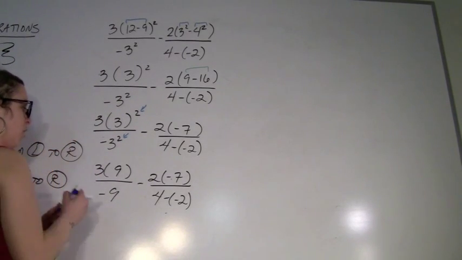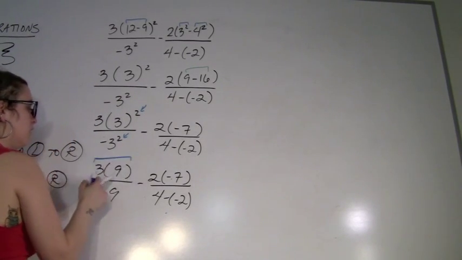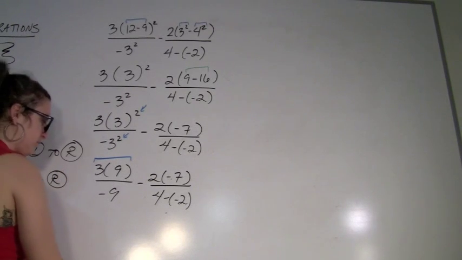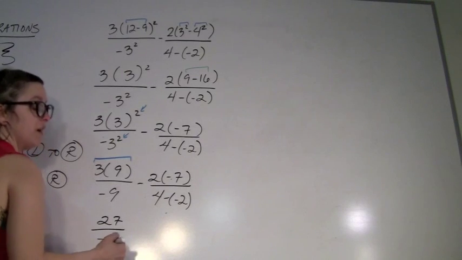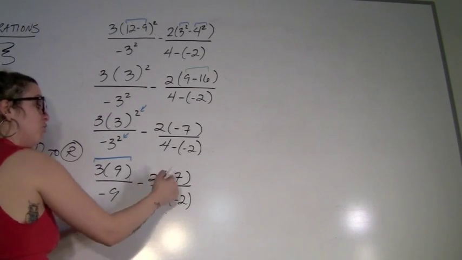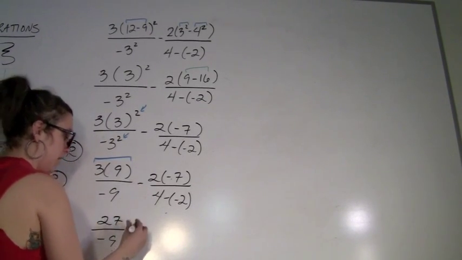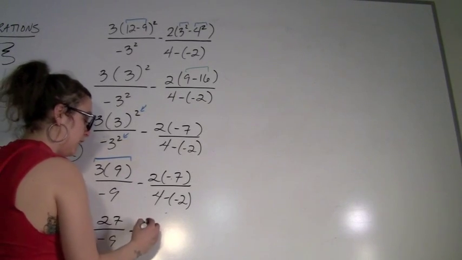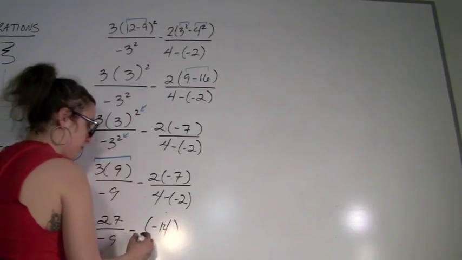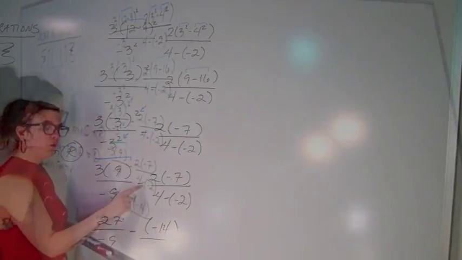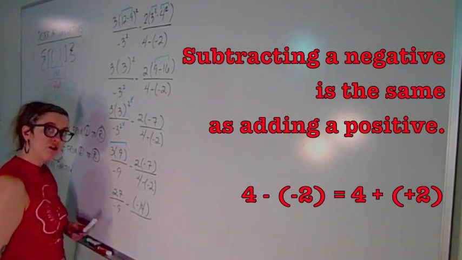Okay, so 3 times 9 is 27 over negative 9. 2 times this minus sign is this minus sign. 2 times negative 7 is negative 14. So over here, this is 4 minus negative 2.